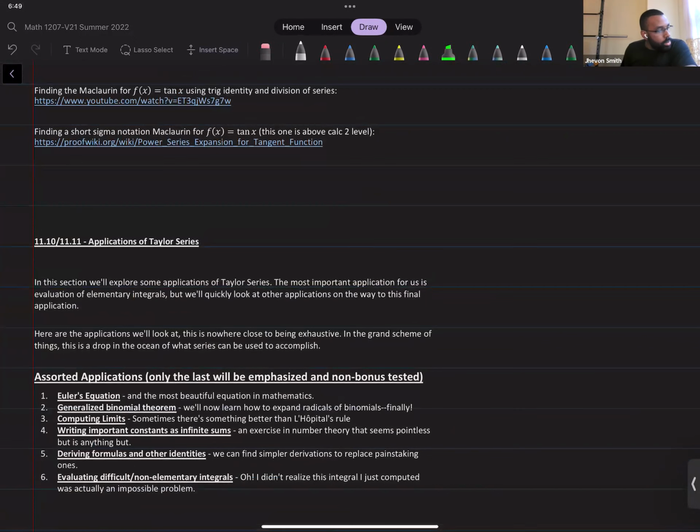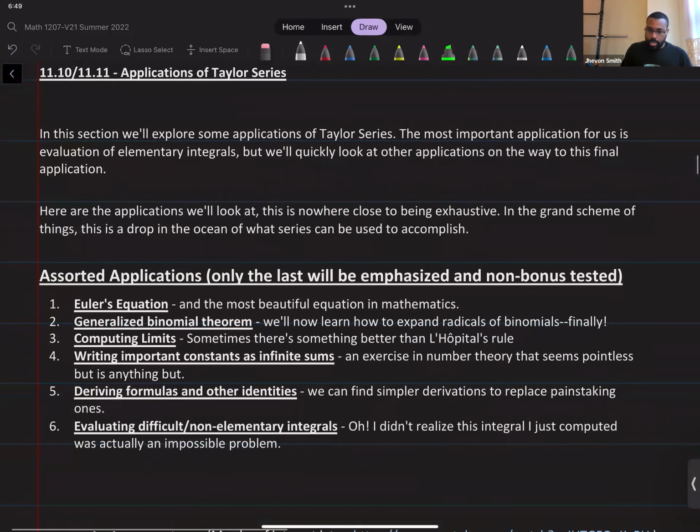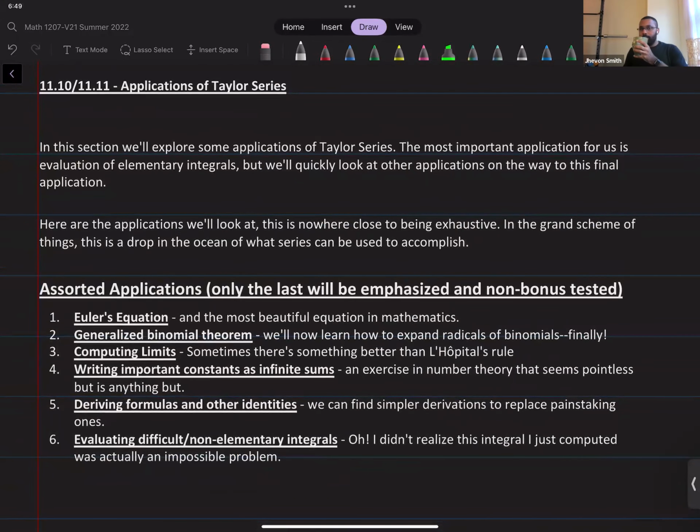I feel kind of weird to take a break this early, but we're going into a new section. This is going to be kind of a cool section, I think. We're going to talk about some applications of these series that we now know how to find.